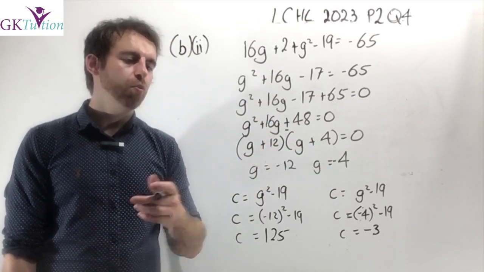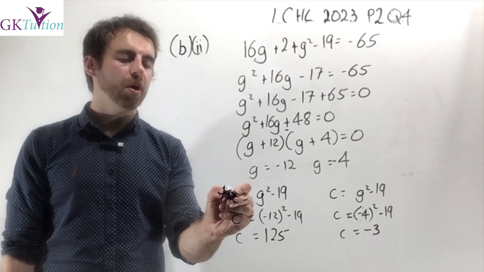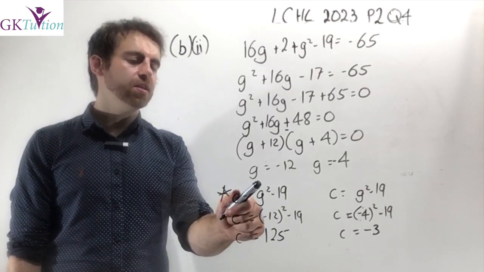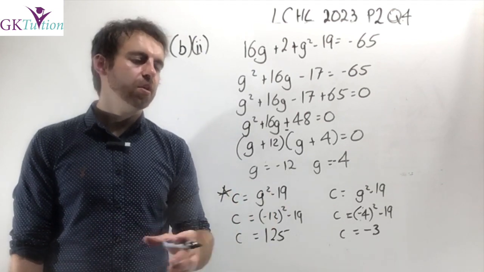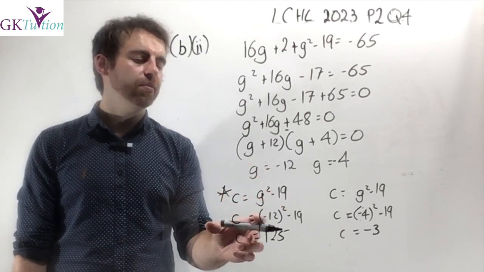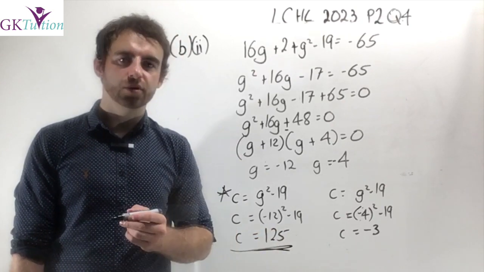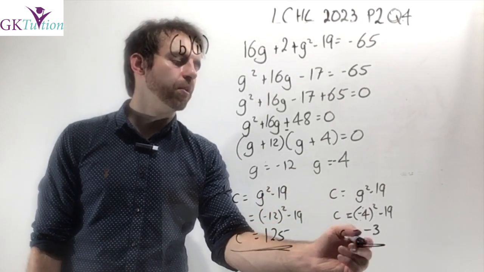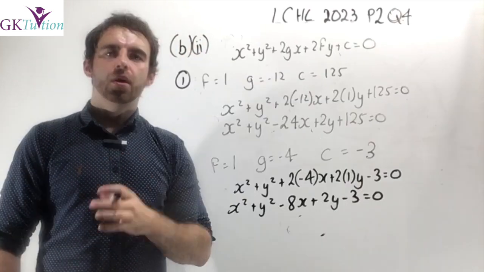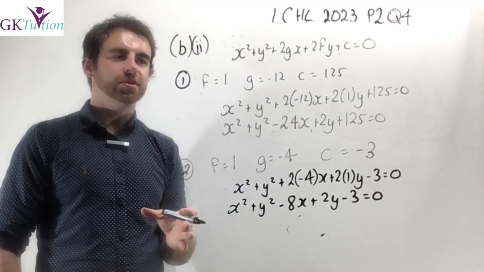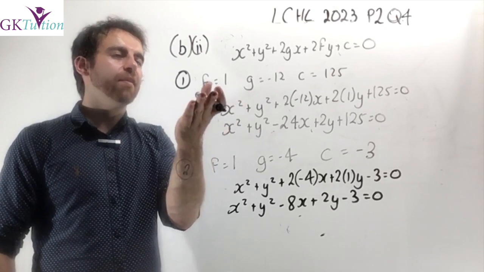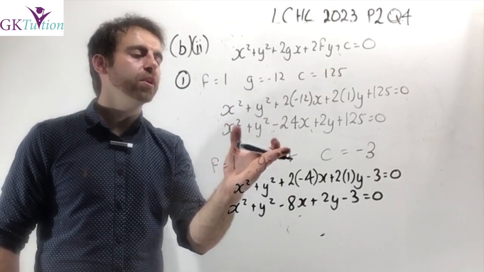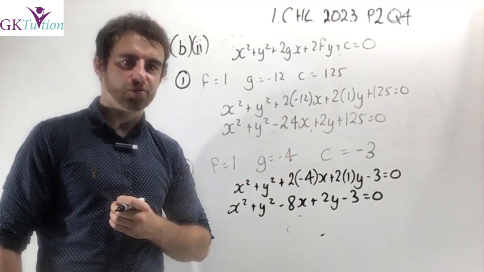Once you have a value for g, you can work out corresponding values for c. As we worked out in the previous slide, c is equal to g squared minus 19. So if you sub in g equals minus 12, your corresponding c value is 125. And if g equals minus 4, your corresponding c value is minus 3. Okay, so now we have two possible answers. Maybe f is 1, g is minus 12, and c is 125, or f is 1, g is minus 4, and c is minus 3.